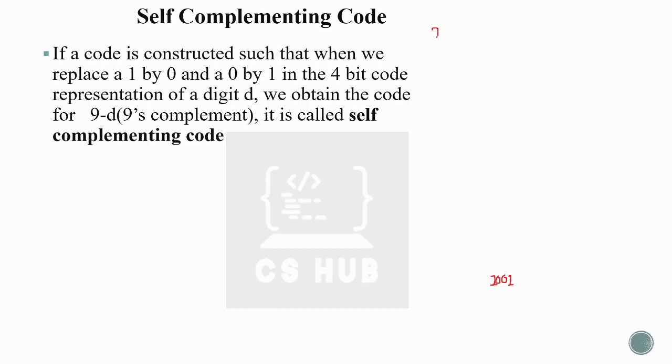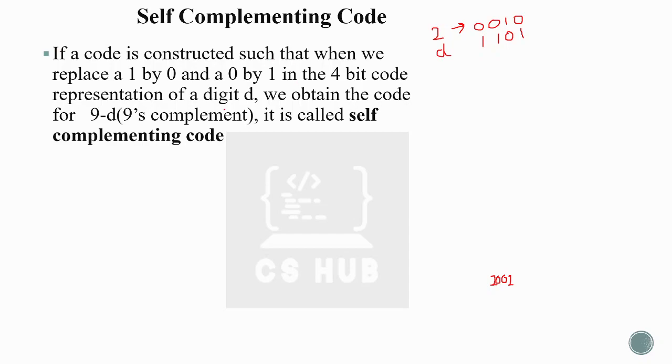Consider a digit, suppose it is 2. The 4-bit representation of 2 is 0010. So this is the 4-bit representation of the digit d. Then, when we interchange the zeros and ones in this representation, 1 is placed in the place of 0, and in the place of 1, I'm writing 0. So 0010 changed to 1101.